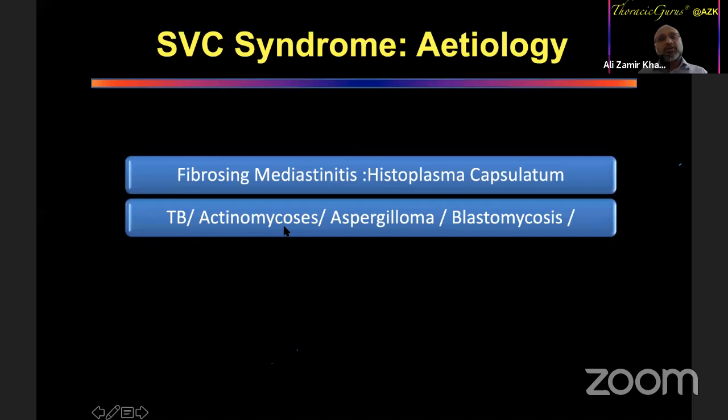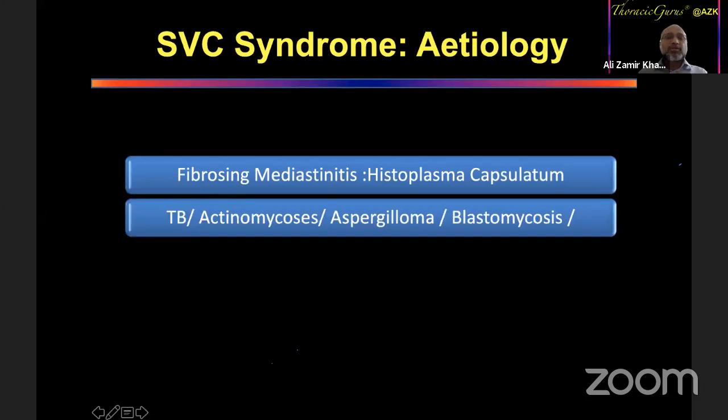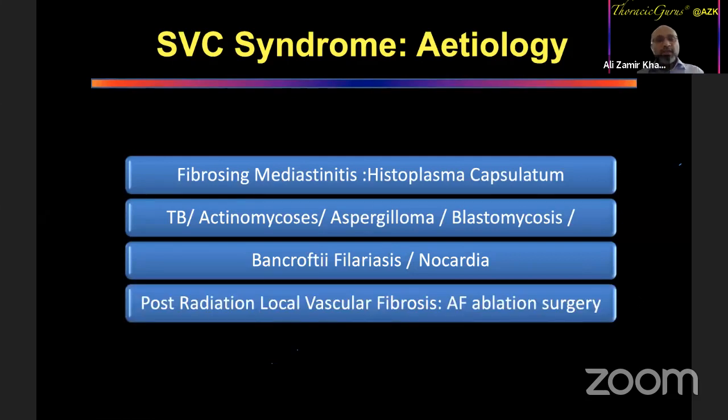Of course, tuberculosis, actinomycosis, aspergilloma, blastomycosis can all cause SVC syndromes. Bancrofti, filariasis, or nocardia, all of these can either form primary masses which will compress or can affect the lymph nodes, which can cause a lymphadenopathy and cause compression of the SVC.